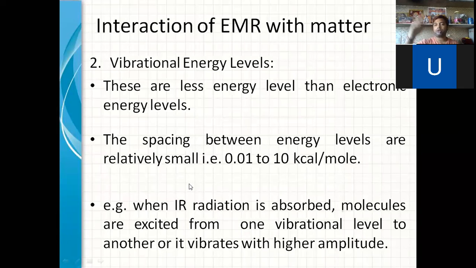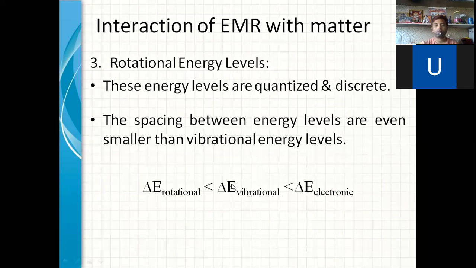Vibrational energy levels and rotational energy levels. Rotational energy levels are even lesser than vibrational energy levels. These energy levels are quantized and discrete. The spacing between energy levels is even smaller than vibrational energy levels. So rotational energy levels are lesser than vibrational energy levels, and these are lesser than the electronic energy levels. Okay.